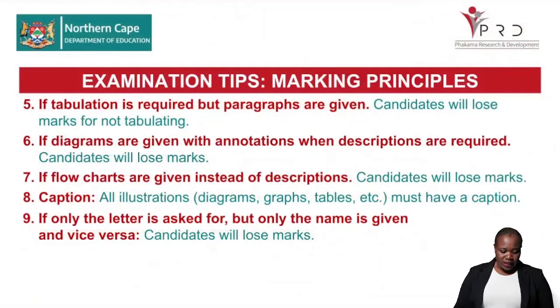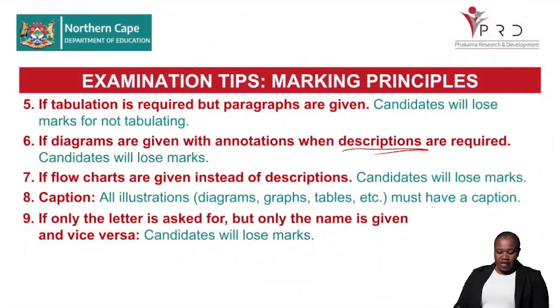If tabulation is required but paragraphs are given, candidates will lose marks for not tabulating. So you will still get marks, but you will lose that 1 mark for tabulating, and we do not want to be losing any marks. So follow the instructions as given. Next, if diagrams are given with annotations when descriptions are required, candidates will lose marks. So do not lose those marks. Do not give diagrams and annotations, which you are rarely asked to do. So usually it is descriptions that are required.